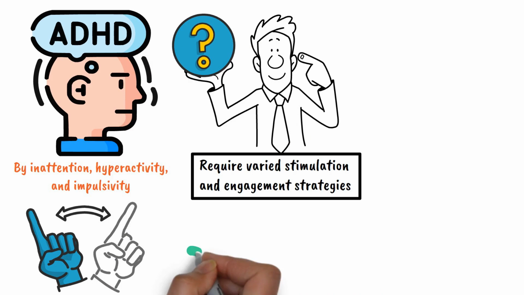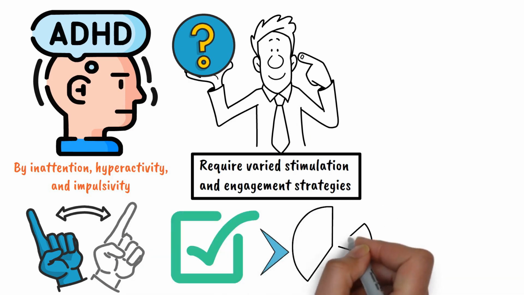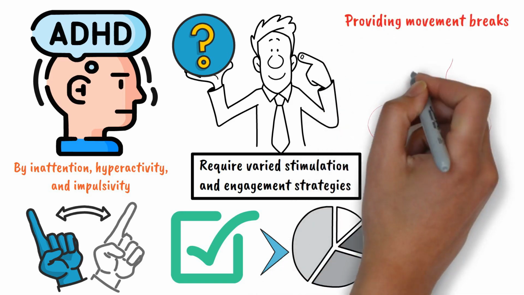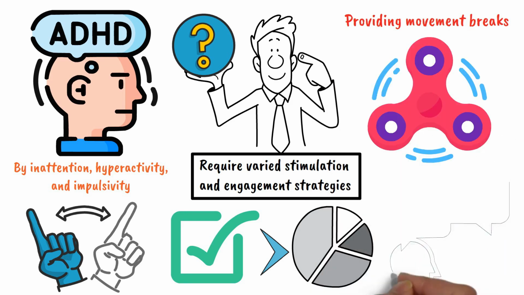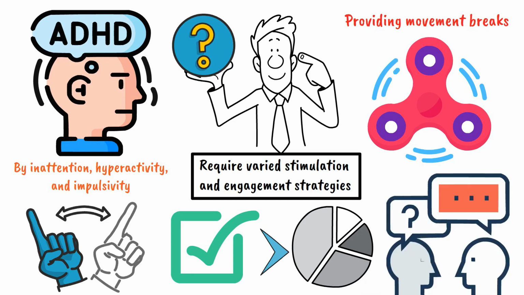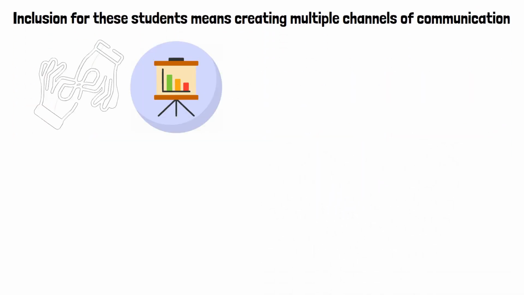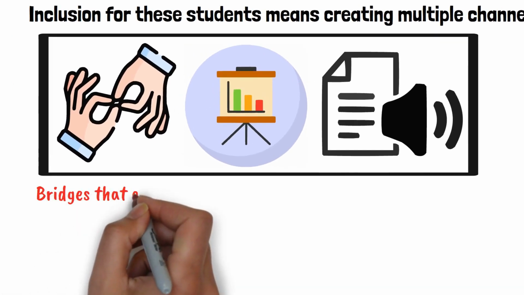For successful inclusion, strategies such as breaking tasks into smaller, manageable parts, providing movement breaks, and employing tools like fidget spinners can be useful. Students with communication disorders may struggle with understanding or expressing language. Inclusion for these students means creating multiple channels of communication. Visual aids, sign language, and speech-to-text technologies are not just tools, but bridges that connect these students to the world of learning.